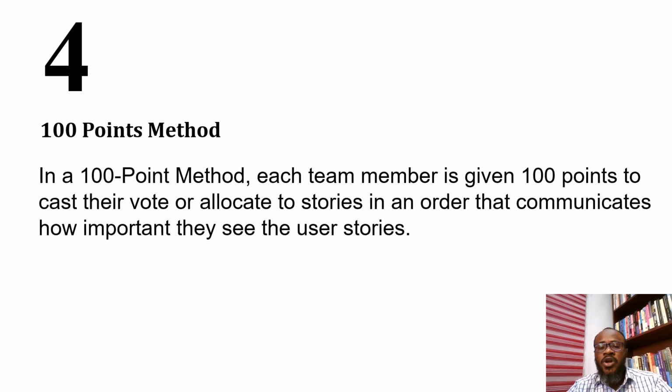And the points they allocate to the user stories should sum up to 100. After the exercise is done, all the points are aggregated, and then collectively we'll determine which user stories have the most votes. That way we can prioritize some user stories over others.